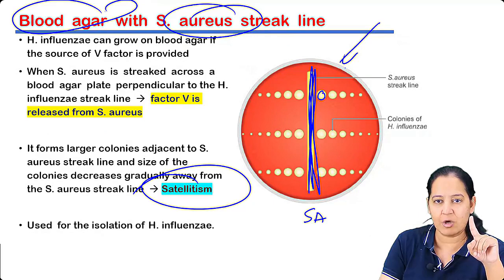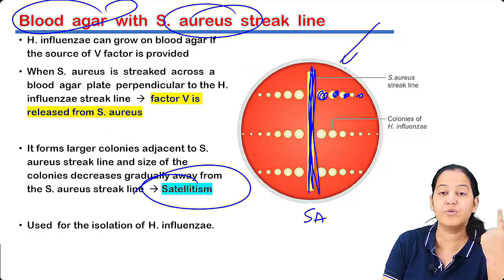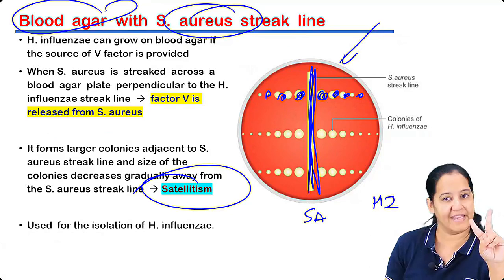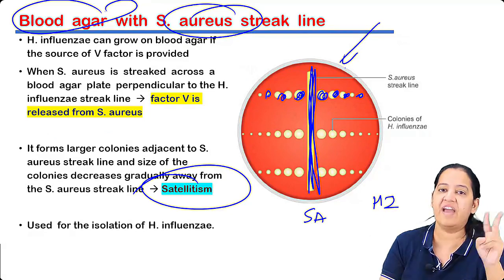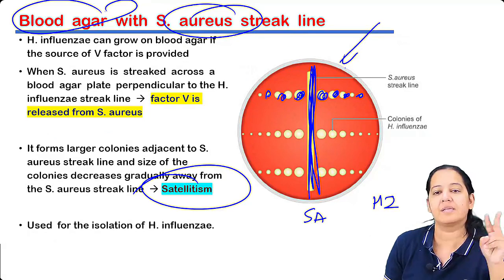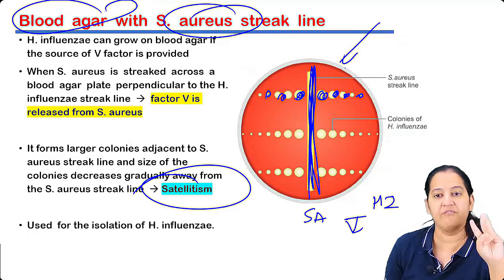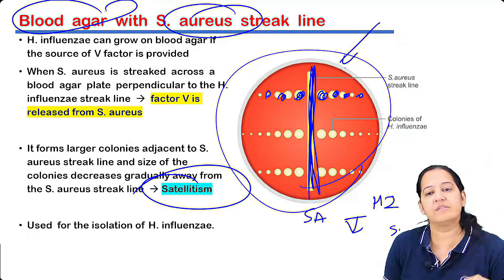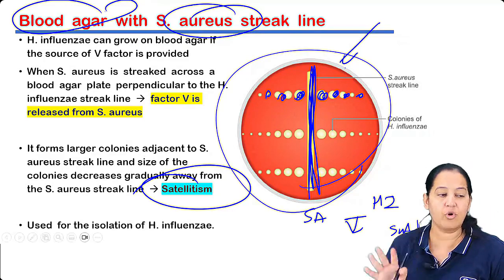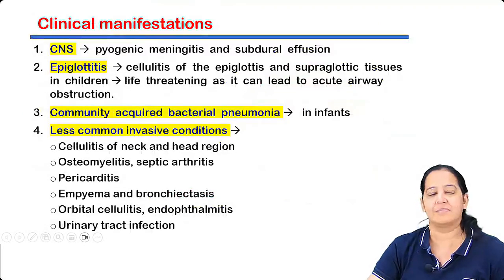Then I will ask, the colonies are of which bacteria? Not the streak, the colonies. You will say, ma'am, Haemophilus influenzae. The third question, why are we adding Staph aureus? The answer is, it is providing factor 5. The fourth, what is this appearance known as? You will say satellitism. So 4 questions on one image. This is satellitism. Say yes.